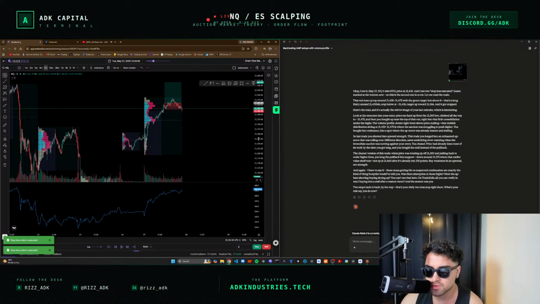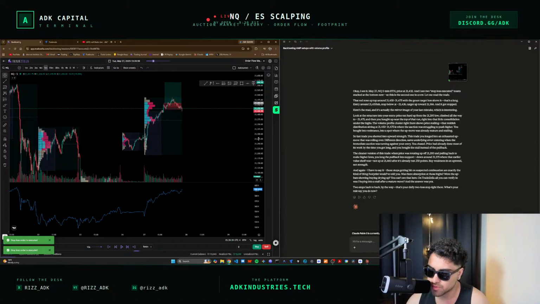So on your last trade you shorted into upward strength. This trade you bought into an up move that was rolling over. Same underlying error: entering when the immediate auction was turning against your entry. Price had already done most of its work by the time you got long, and you bought the stall instead of the pullback.